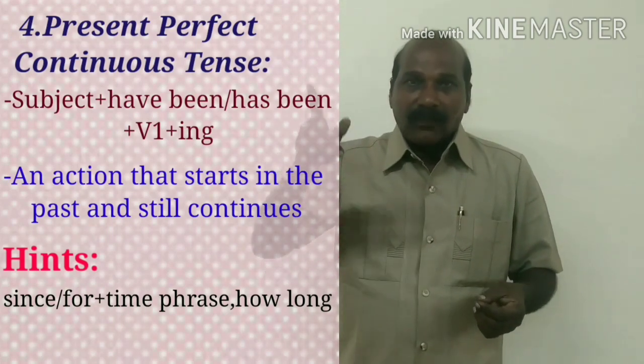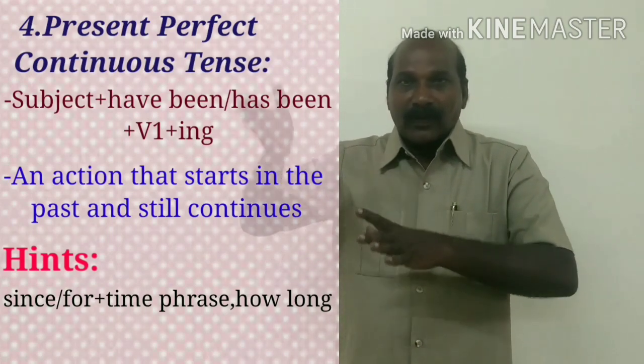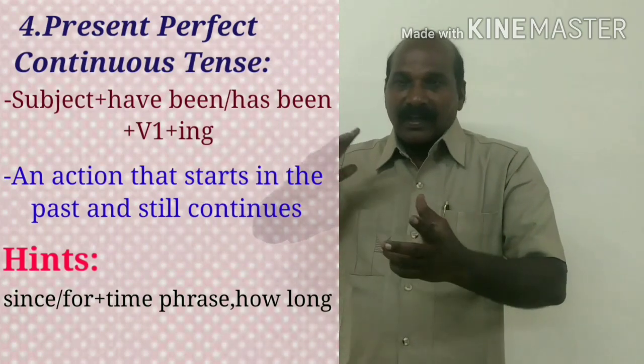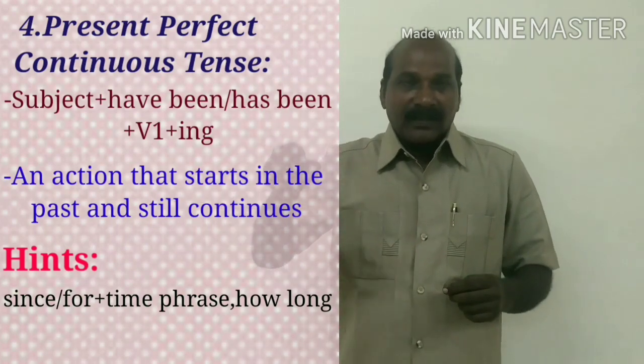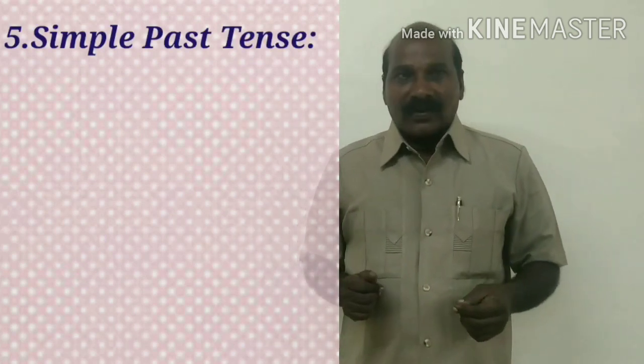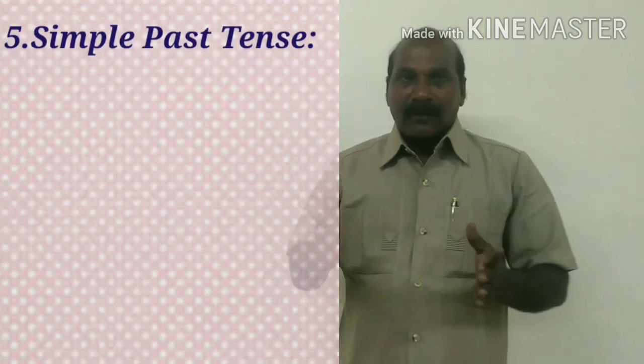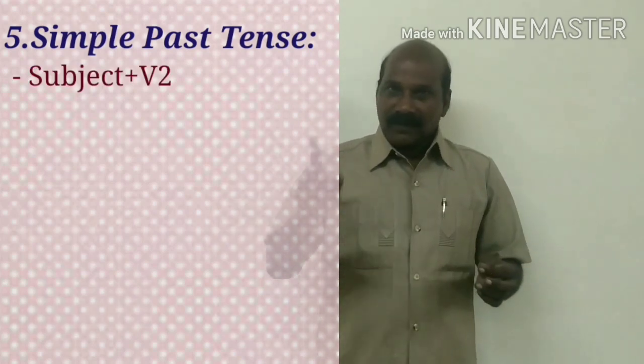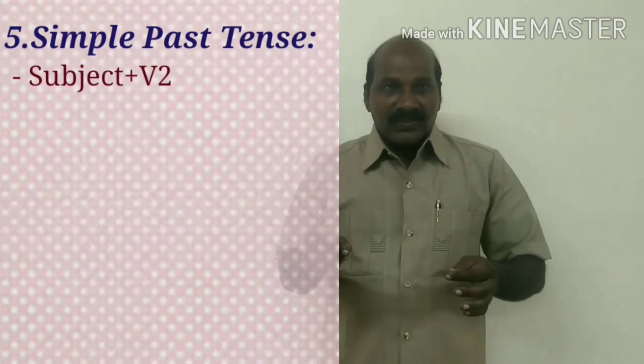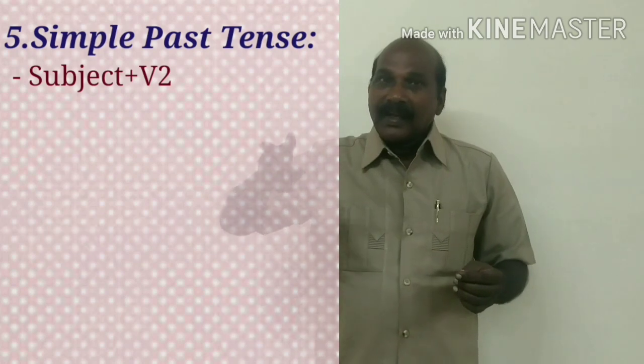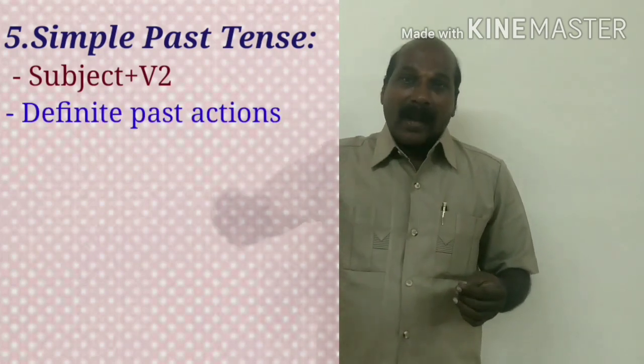Since and for. These two words are followed by some time phrase. It's very easy to identify this tense. Next, coming to simple past tense. The basic formula for it is subject plus V2. We use this tense to indicate some definite past actions.